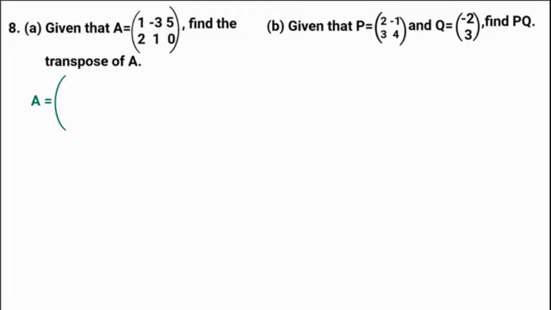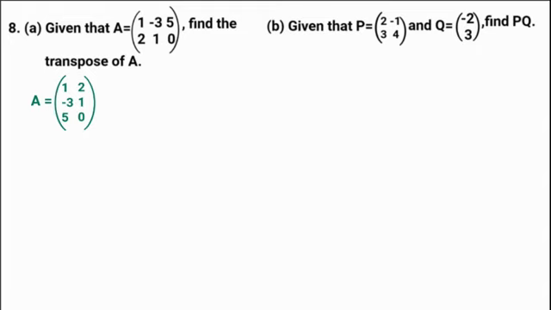We write them like that: 1, then -3, then 5. The same thing happens to the second row, which is 2, 1, 0; it will become a column and be written like this. Then close bracket. Now, what we have written here is the transpose of matrix A. Basically, that's how you write the transpose: the rows become the columns and the columns become the rows.